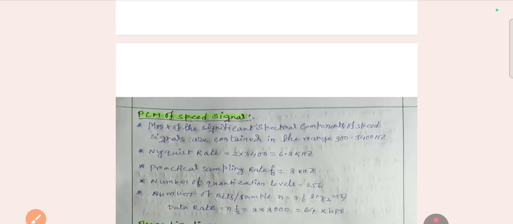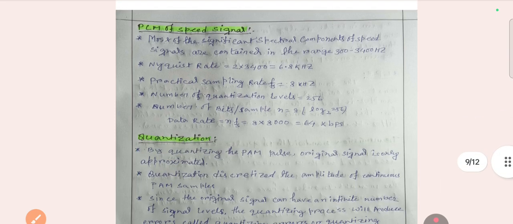PCM of speech signal. Most of the significant spectral components of a speech signal are contained in the range 300 to 3400 Hz. Nyquist rate equals 2 into 3400, equal to 6.8 kilohertz. Practical sampling rate fs equals 8 kilohertz. Number of quantization levels 256. Number of bits per sample 8.